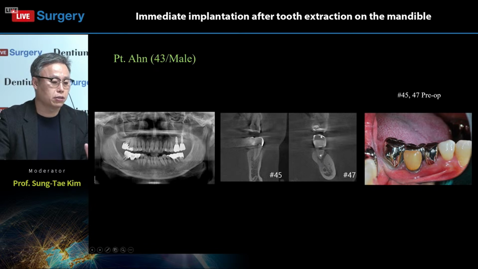However, there's something we have to be very careful about. If you follow the direction of the axis of the tooth, you're going to perforate the lingual cortex. So you have to be careful when placing the implant. You don't have to place a long implant. Sometimes even though there's enough distance from the mandibular canal, there's a risk of perforating the lingual plate. Therefore, a short implant is recommended, and you don't have to follow the axis of the tooth for immediate implant placement.